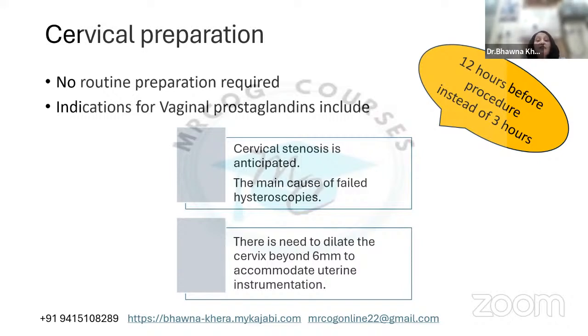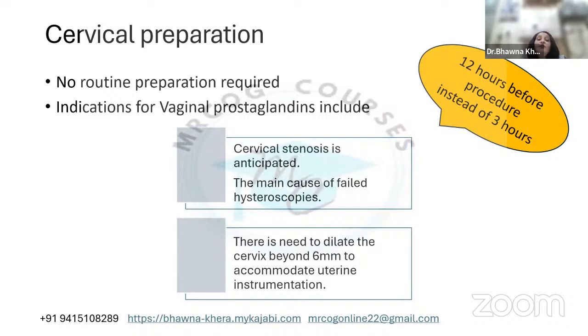And remember, cervical stenosis is the main and the most common cause of failed hysteroscopies, right? Now, sometimes you may need to take a hysteroscope with a bigger diameter. So there is a need to dilate the cervix beyond 6 millimeters to accommodate the uterine instrumentation.